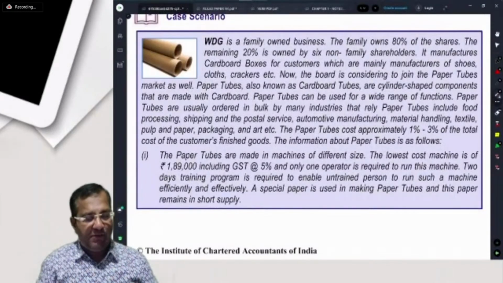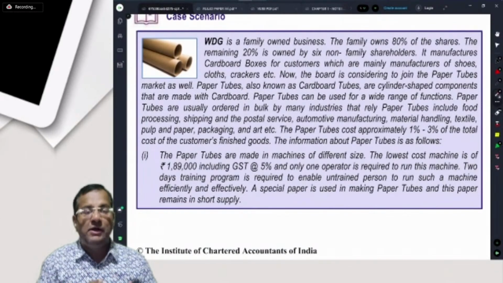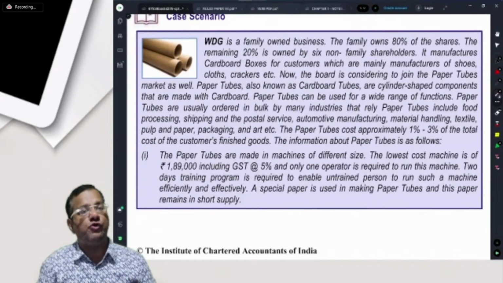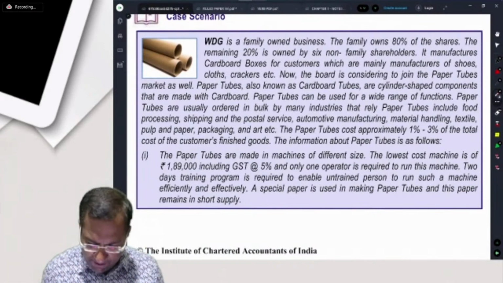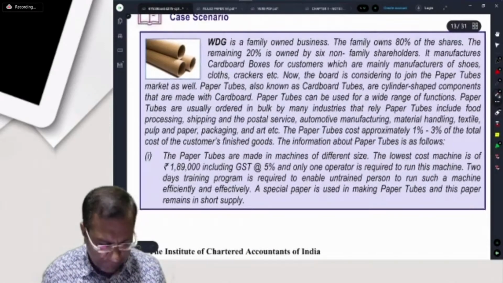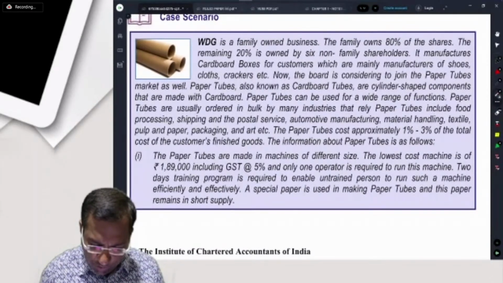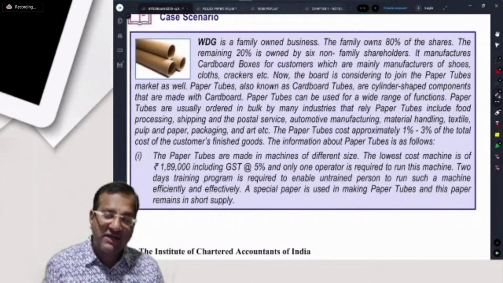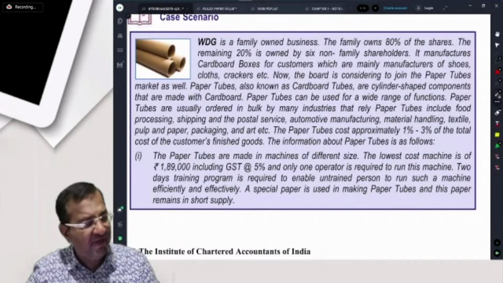The objective is clear from the requirement part: we have to apply the 5 forces model given by Michael Porter. Bargaining power of buyer, bargaining power of supplier, threat of close substitute, new entrant, and intensity of competition rivalry among the firms. Let's start. The name of my client is WDG. It is a family-owned business. The family owns 80% of the shares, and the remaining 20% are held by non-family shareholders.